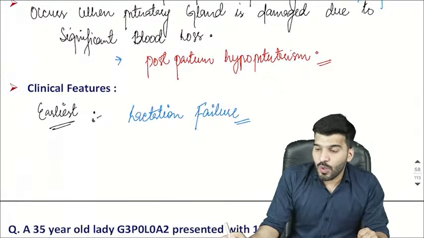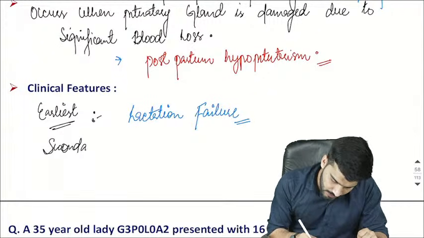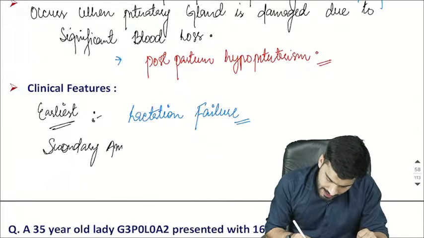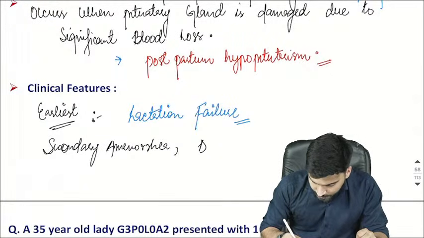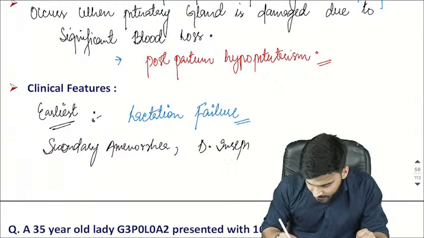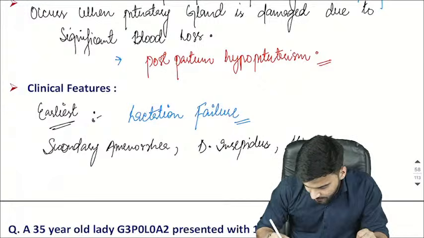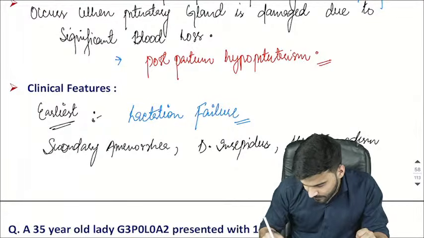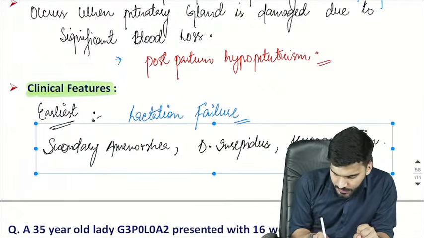Okay, now what will be the other features these patients have? So we have secondary amenorrhea, because there is no FSH and LH. Secondary amenorrhea, followed by that diabetes insipidus. Followed by that there will be hypogonadism as well. All the features, because all the hormones that are coming from the anterior pituitary will be decreased.